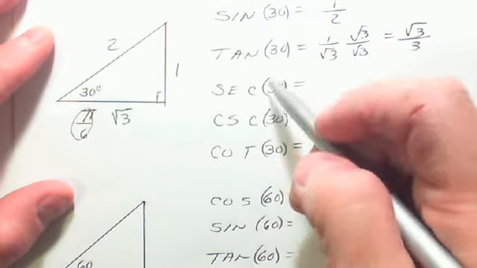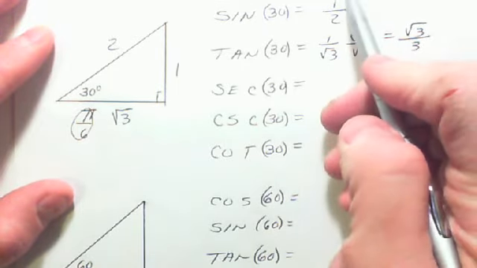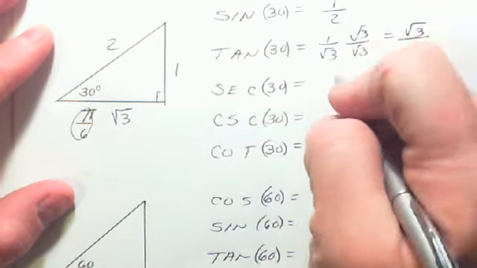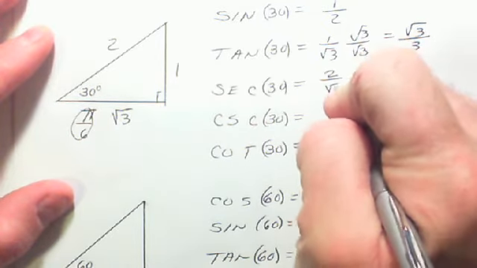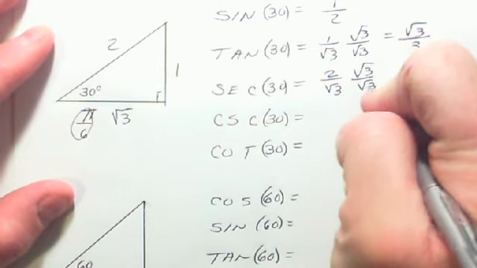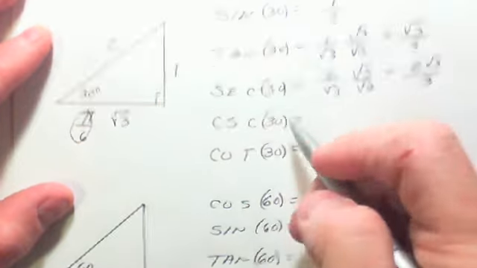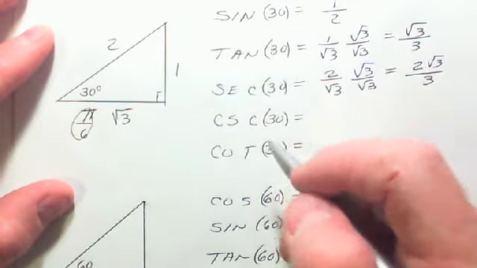The secant is the same thing as taking the cosine and flipping it, so that instead of this being the denominator, this becomes the numerator. So that's going to be 2 over the square root of 3. Now you're going to get rid of the radical on the bottom by multiplying by the square root of 3, which gives 3. That's going to give you 2 times square root of 3 over 3. The cosecant is the same thing as the sine, except you're going to flip it.